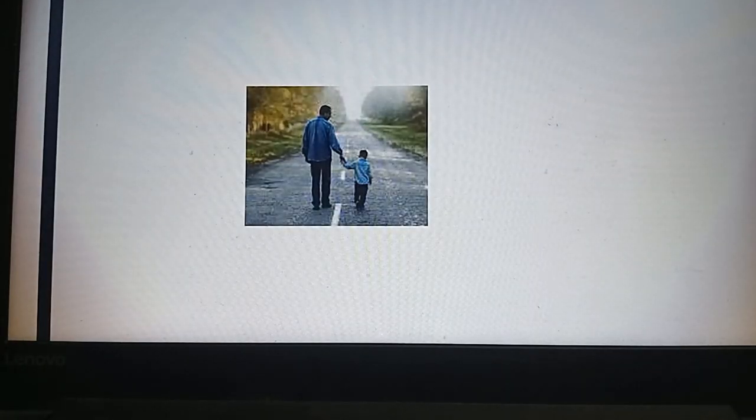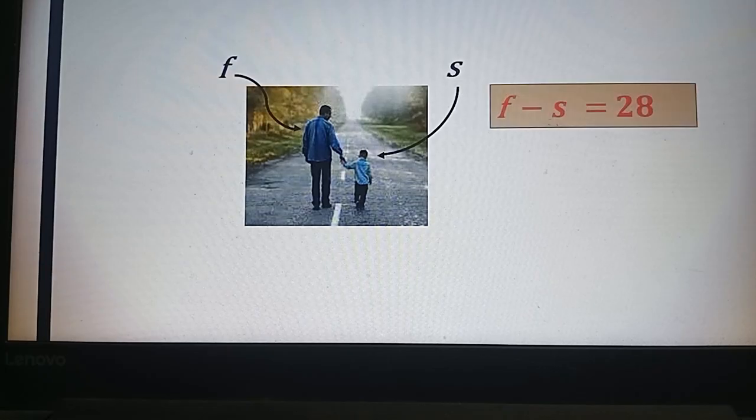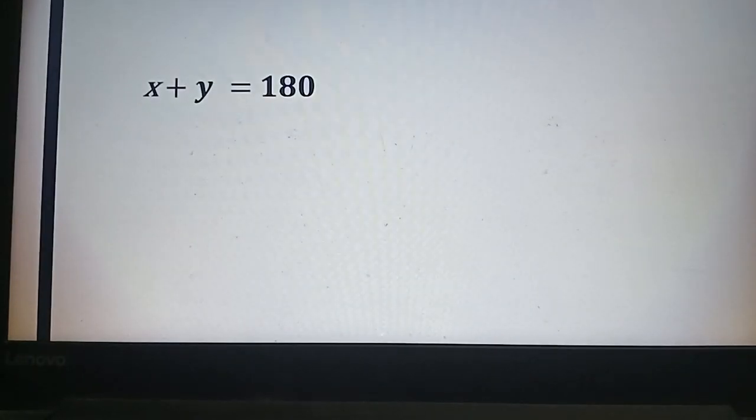Take another example, a father and a son. If the difference between the age of father and son is 28, take the variable f for father and variable s for son. You can take any other variables. It is not that only x and y are allowed. That is not the way. You can change the variables. So I can take f and s. So you get the equation f minus s equal to 28. So these are the equations in two variables.